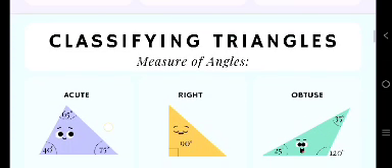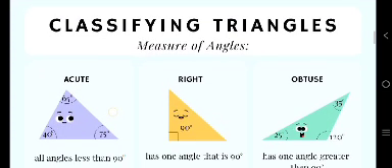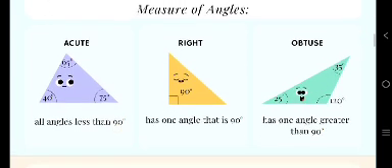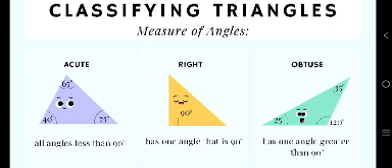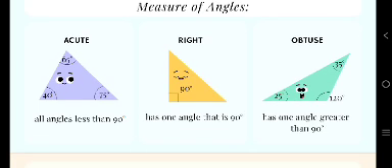Now let's move on to classification of triangles by measures of angles. First one is the acute triangle. In an acute triangle, all angles are less than 90 degrees. In the figure, one angle is 65 degrees, the other angle measures 75 degrees and the other angle measures 40 degrees. So all three angles are less than 90 degrees.